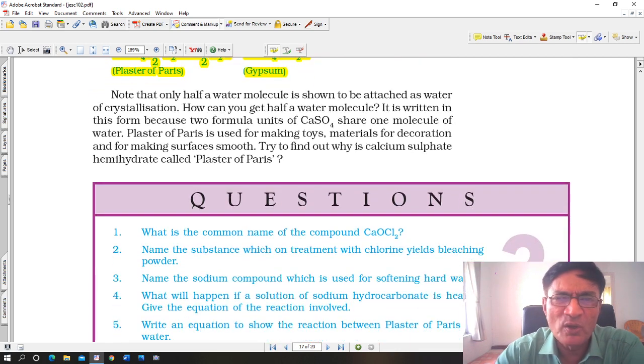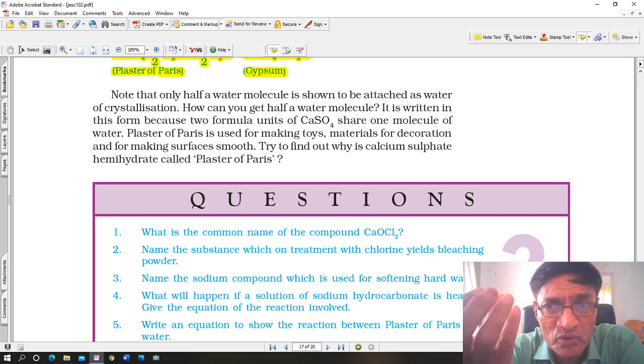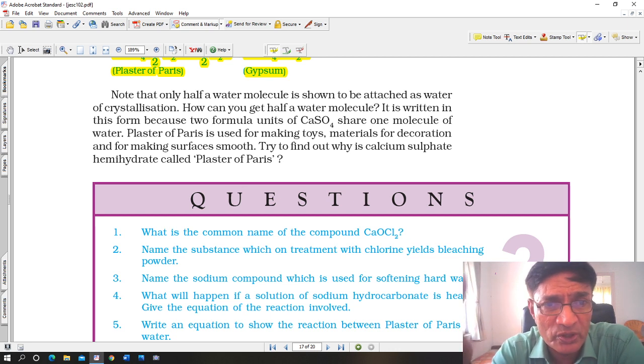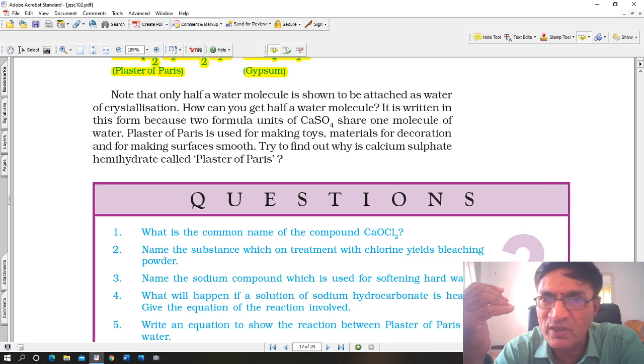Okay. Of course, it is also used for decorative purposes. You can use plaster of Paris to decorate ceilings. You can also use plaster of Paris for making small statues. Okay, toys and statuettes. Note that only half a water molecule is shown to be attached as water of crystallization.